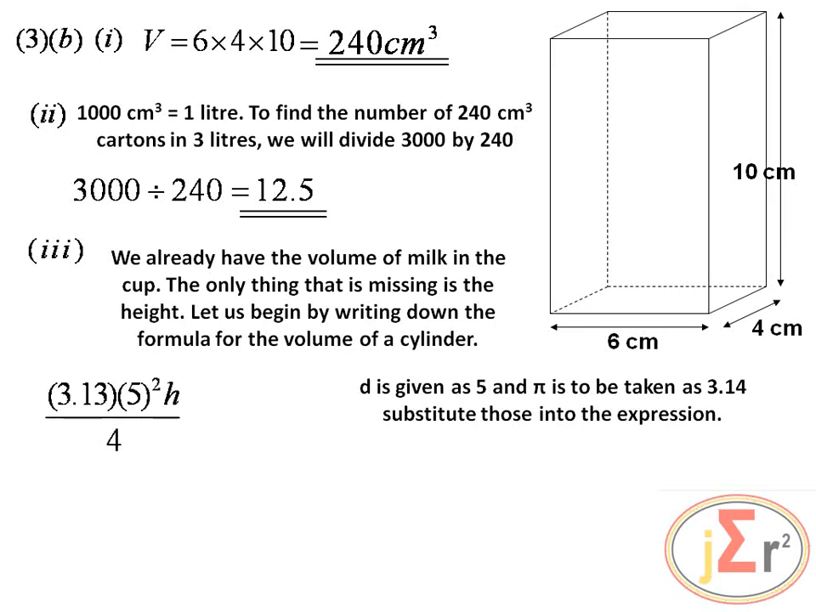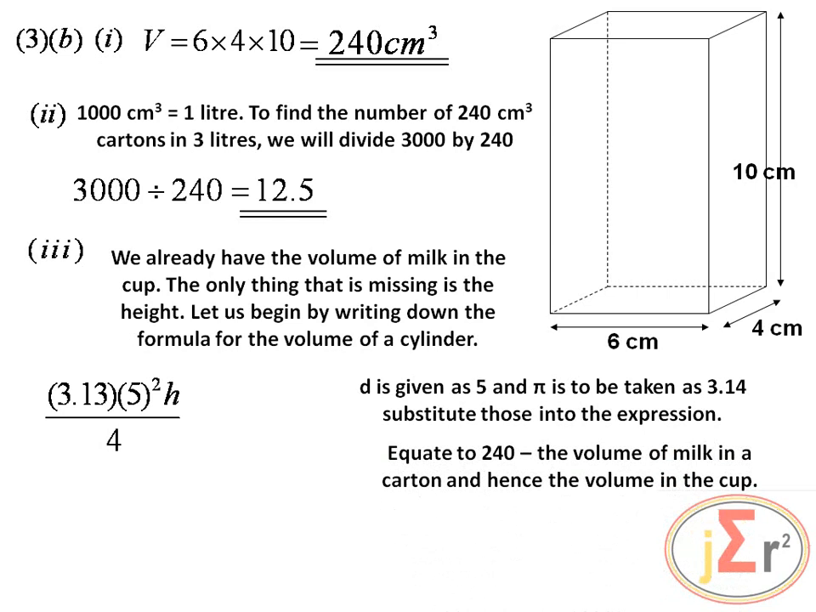And what do we know? That is to be equated to 240, which is the volume of milk in each carton, and hence will be the volume of milk inside of that cup. The only thing that we do not know is the height, as we can see right there. Transposing will result in the value of h.